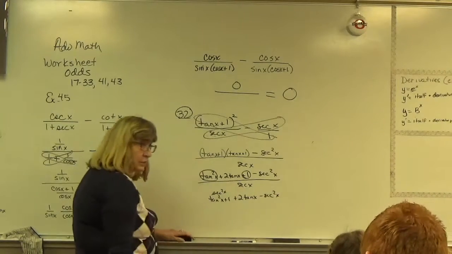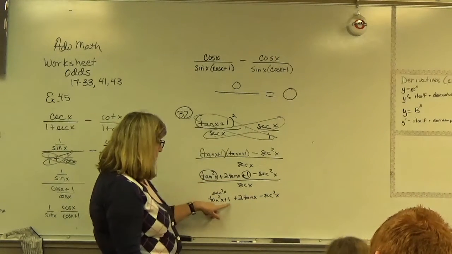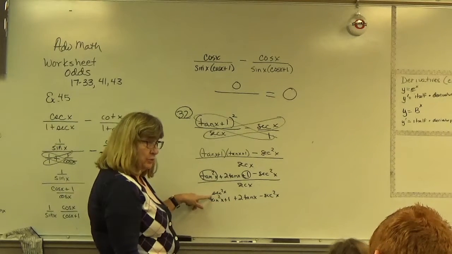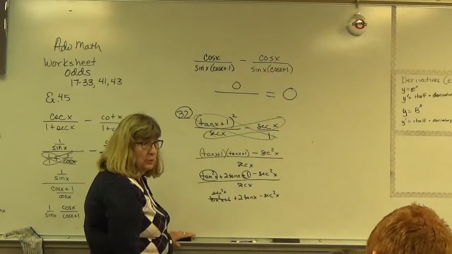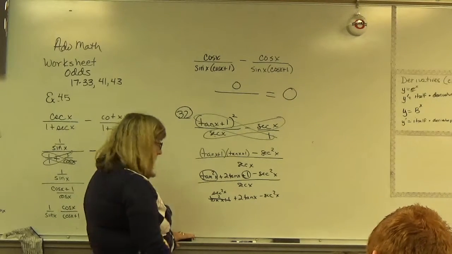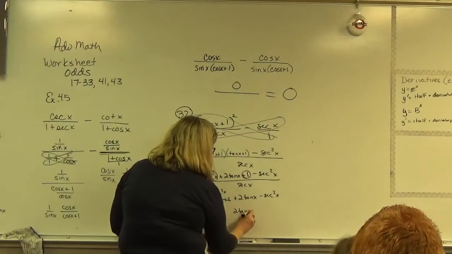You guys follow what I just did? I moved the 1 over with the tangent squared. And don't we know tangent squared plus 1 is secant squared? That's one of our identities. So what happens to the secant squared minus the secant squared? It goes to 0, so all we have left on top is 2 tangent. And it's over secant.